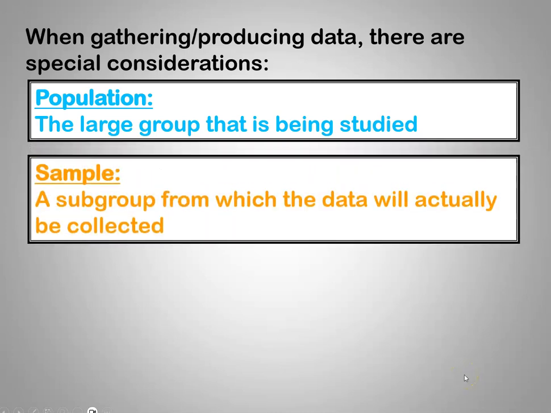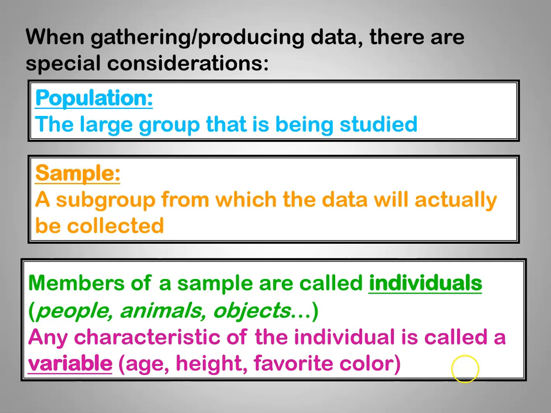Now a sample is a subgroup. A lot of times we cannot survey or get information from the entire population. Like the United States, it might be just too big. So a sample is generally 10% or more of that actual population. And members of the sample are called individuals. Any characteristic of the individual is called a variable. So we might be surveying people on favorite color, height, age, favorite type of candy, whatever the case may be. That is the variable.